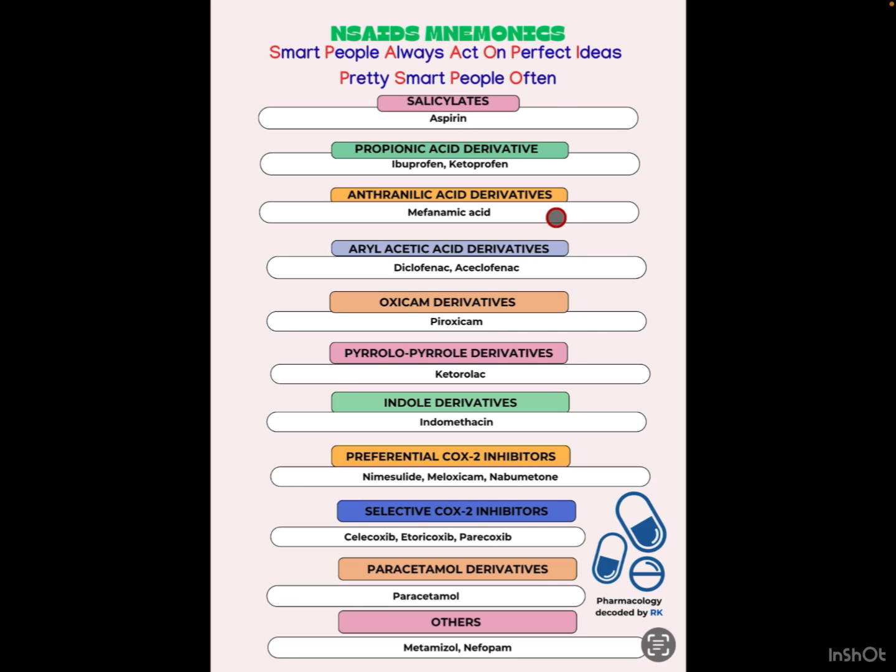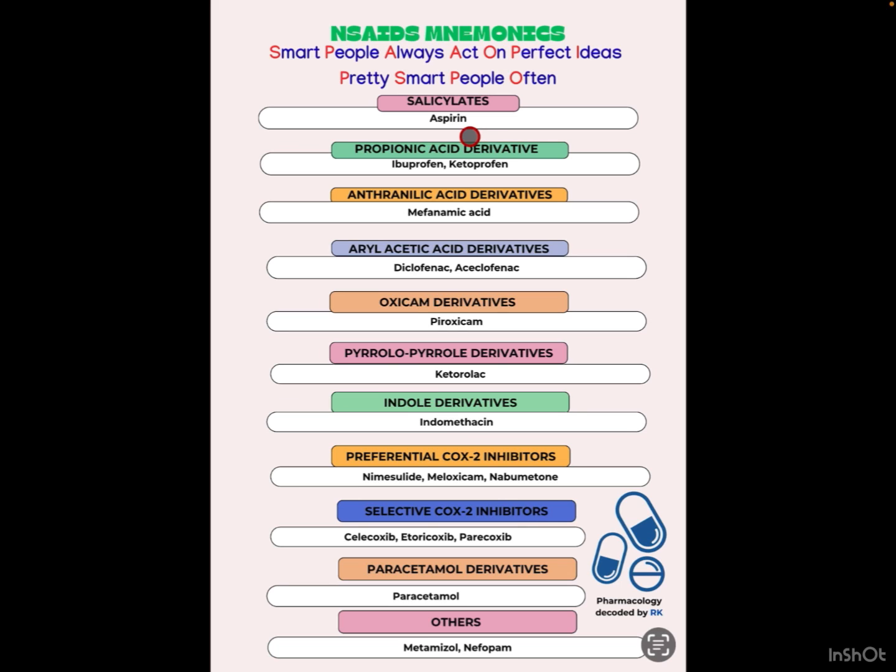Let's break down the mnemonic. Smart people always act on perfect ideas. Pretty smart people often. S stands for salicylates. These are the oldest and most well-known non-steroidal anti-inflammatory drugs. Example, aspirin. It is widely used for its analgesic, antipyretic and antiplatelet effects.